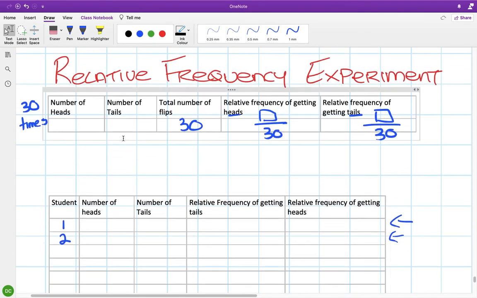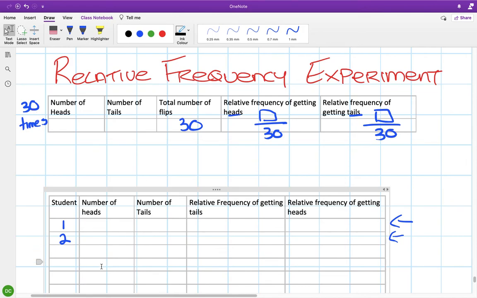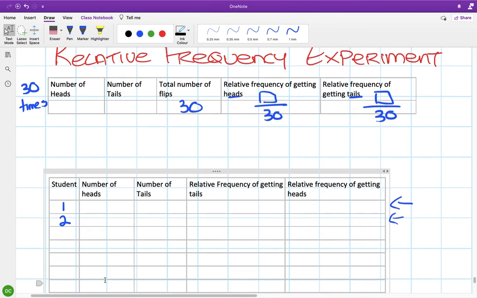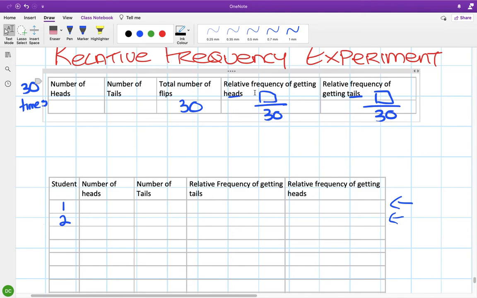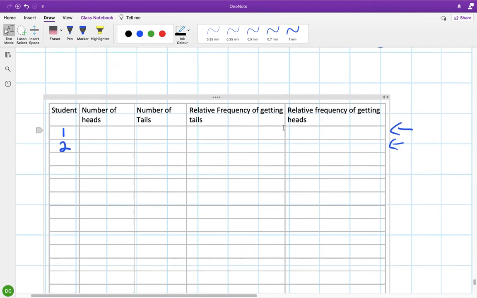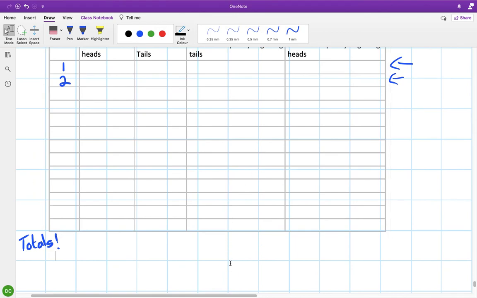Okay, so if everybody in the class is going to flip the coin 30 times, you're going to have an awful lot of experiments going on because the first student will have done 30, the second student will have done 30, so that's 60. Third student will have done 30, so now we're up to 90 experiments. And then the fourth student will bring us up to 120 experiments and so on. So I'd be interested to see what the individual relative frequency is and then see if there's any difference when you bring it to the total relative frequency.